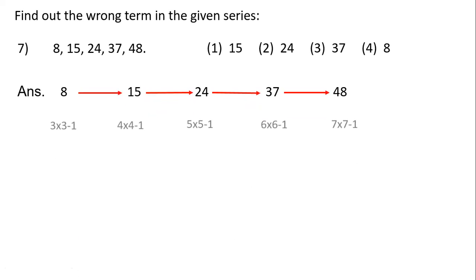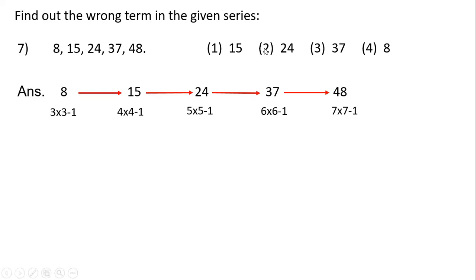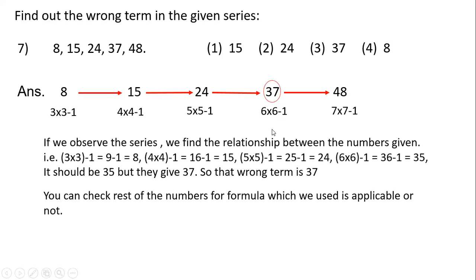If we observe this series, 3 3s are 9 minus 1, 4 4s are 16 minus 1, then 5 5s are 25 minus 1. Here 6 6s are 36 minus 1, it should be 35, but they give us 37. So our wrong term is 37, which comes on option number 3.